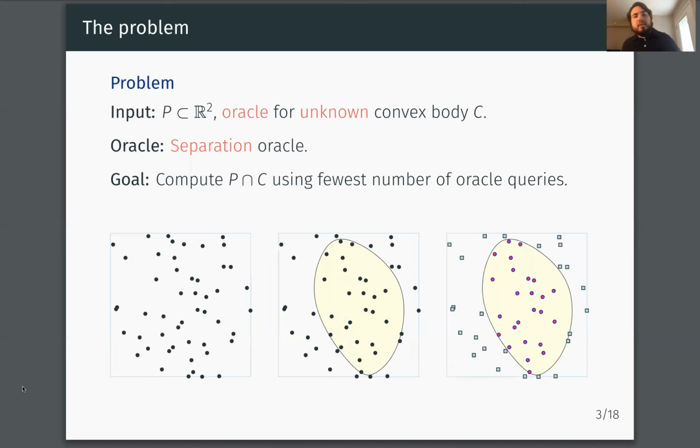And here is just the problem that we want to solve. So again, we're given a set of points in the plane. We have some unknown convex body, and we only have access to that convex body via this oracle. And we would like to classify all of the points as either being inside or outside this convex body using the fewest number of queries.